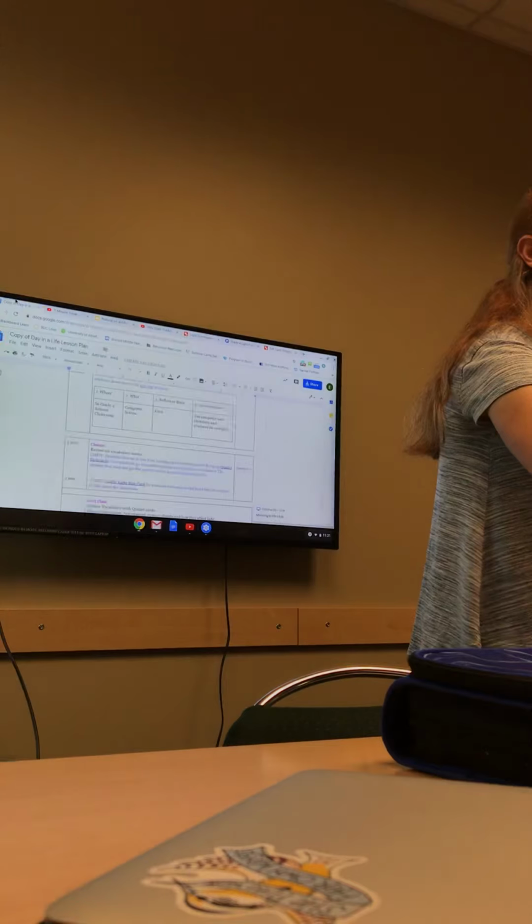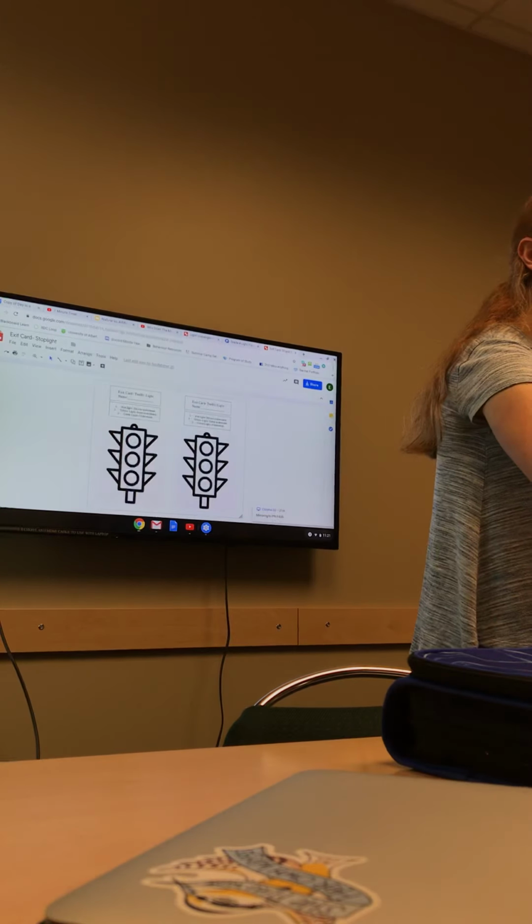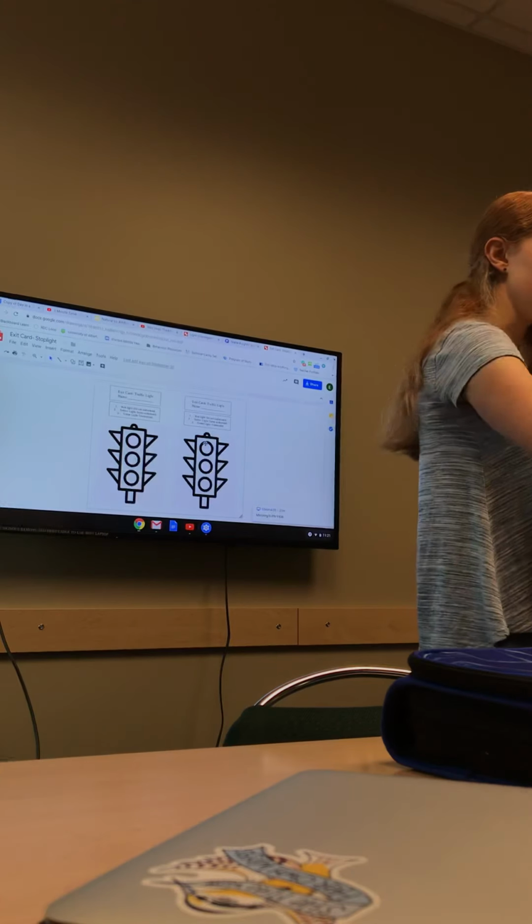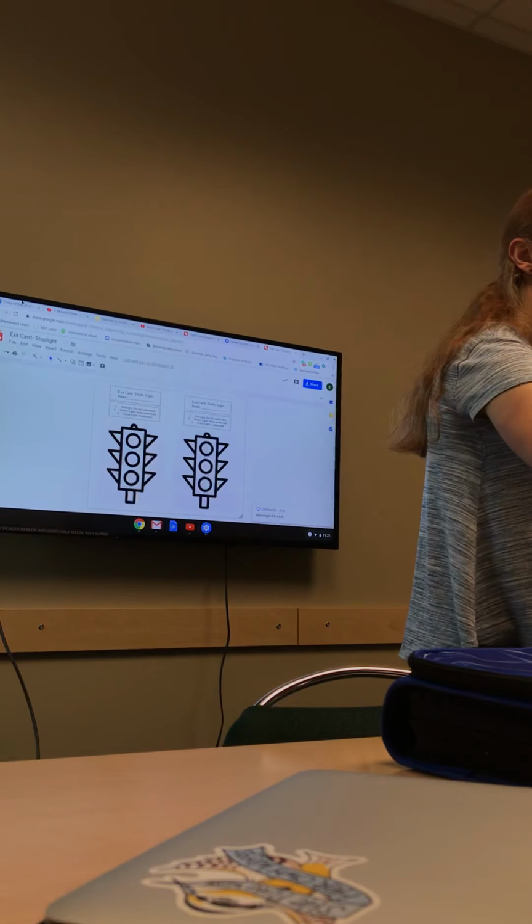Where'd you find that extra card? I just used it as an example from Brett's class, but I made this one. I just got an image, and then, yeah.